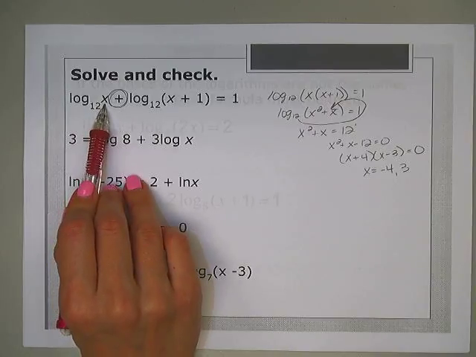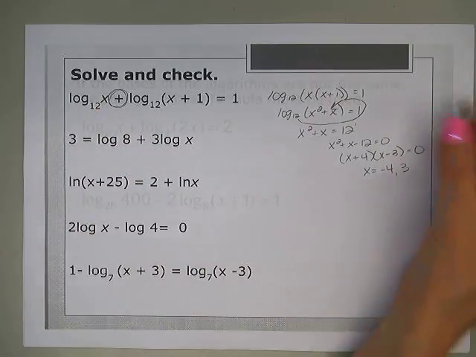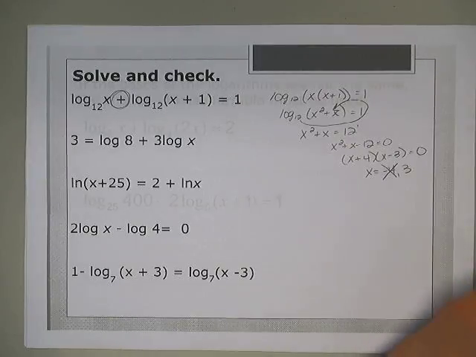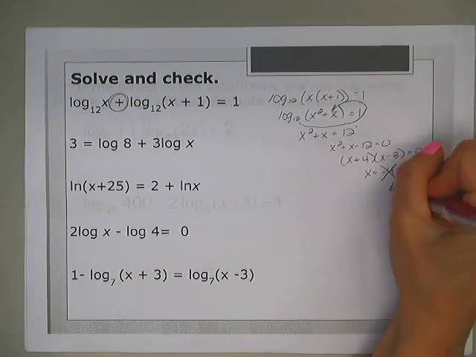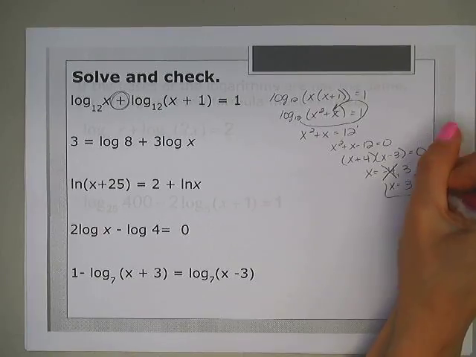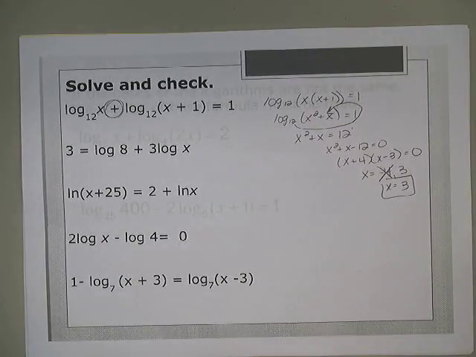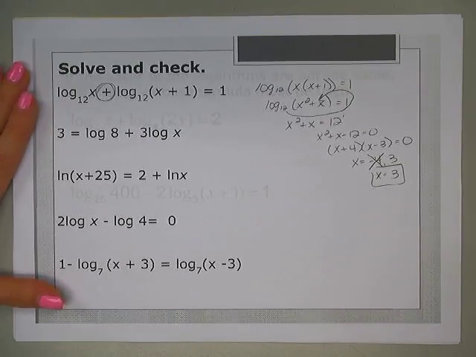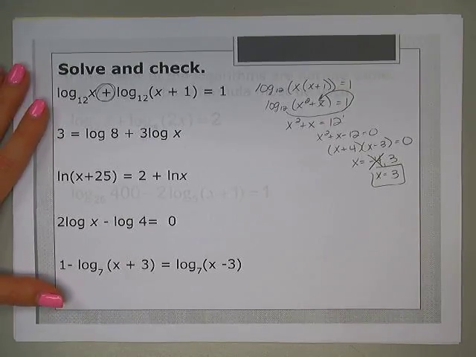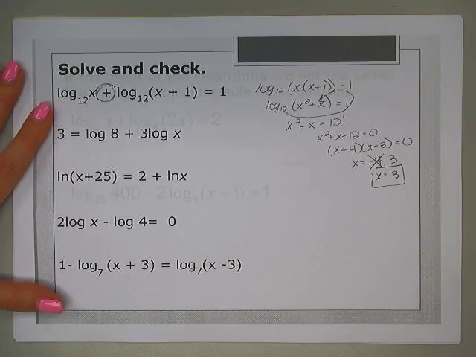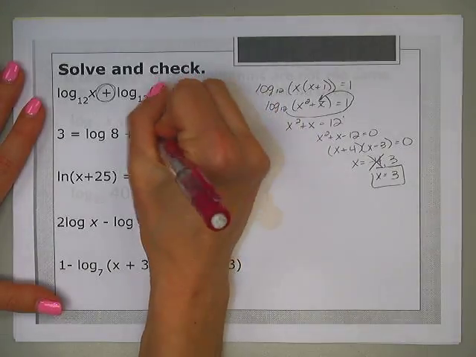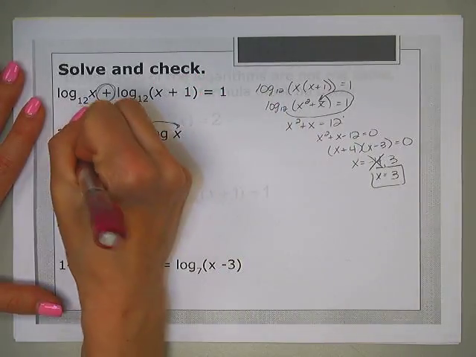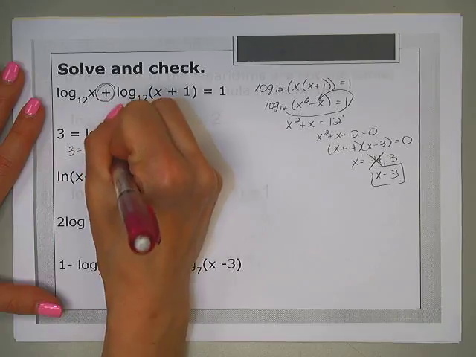On some of these equations, we will also produce extraneous solutions. Therefore, take your answers and plug them back in. Let's see what happens. When I take negative 4 and plug it back in, I get log base 12 of negative 4. That's a problem. Remember, we talked about the definition of a log. The base can't be negative and the argument can't be negative. Therefore, x equals negative 4 is extraneous. The only solution that works is 3.